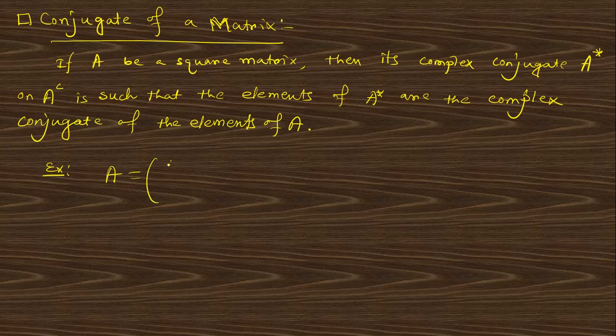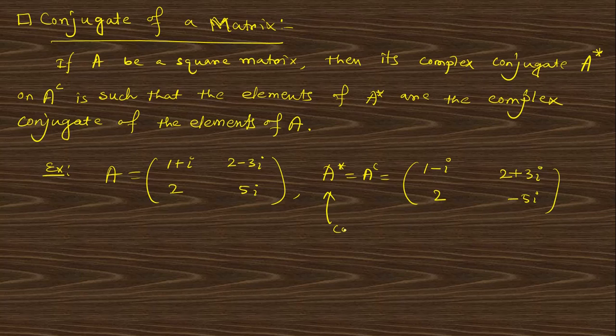For example, if A is written as 1 plus i, 2 minus 3i, 2, 5i, what will be the value of A star, or A conjugate? This is nothing but the complex conjugate of all elements. The conjugate of 1 plus i is 1 minus i, and of 2 minus 3i is 2 plus 3i. The conjugate of the real number 2 is 2, and this is minus 5i. So this is the conjugate of A.